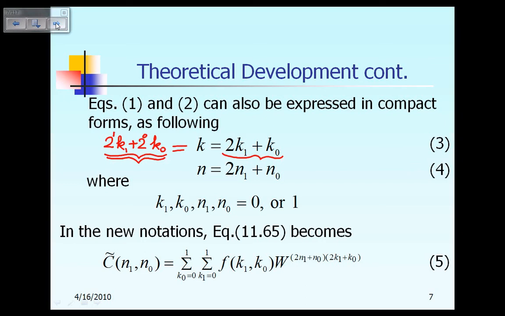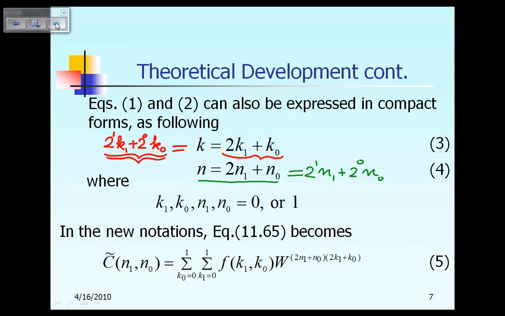For the same reason, we can also express any value of the index n as 2n1 plus n0, as shown in equation 4. Again, that equation I prefer to express as 2 to the power 1 times n1 plus 2 to the power 0 times n0. If you express it in that form, then you will see in the future we can generalize our result, the result of this chapter, into a more general situation.